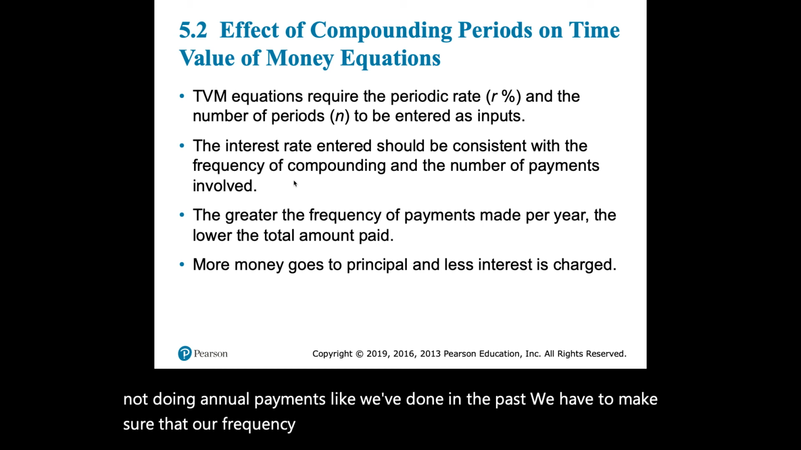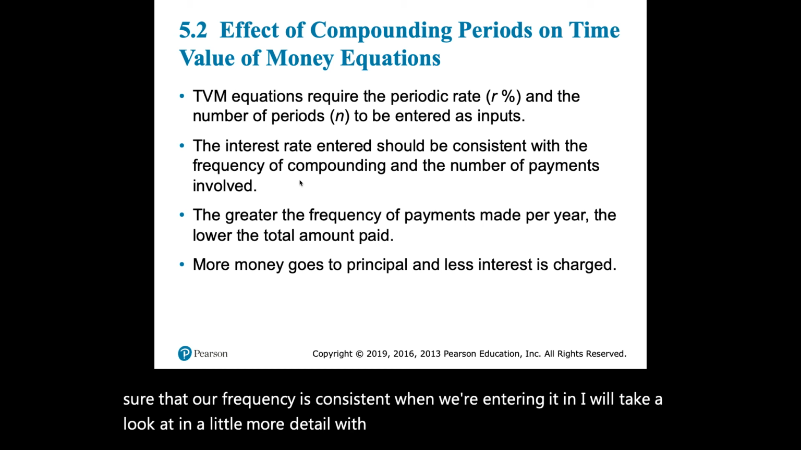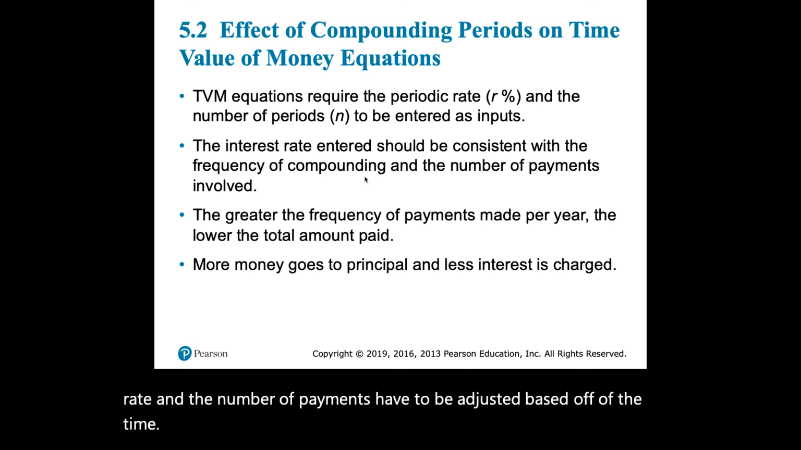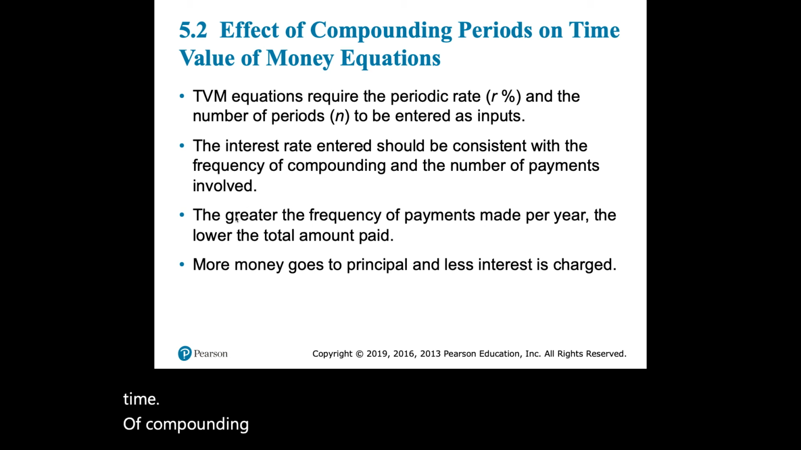Just a reminder that the interest rate and the number of payments have to be adjusted based off of the time of compounding periods. And the more often that we make payments, basically the lower the total amount that we're going to pay. Why is that? Because more money goes into the principal and less interest is charged.